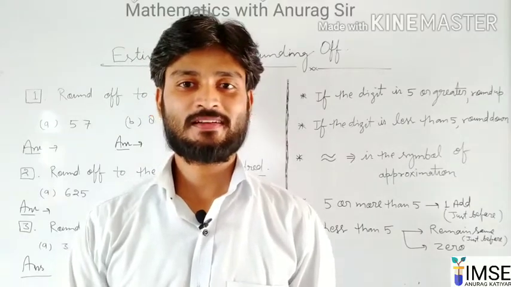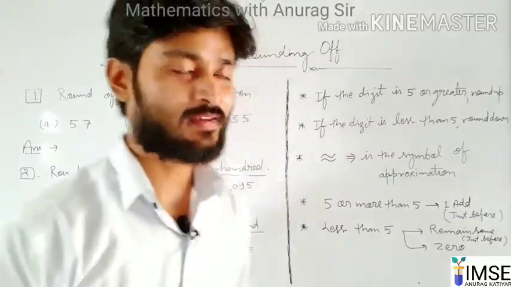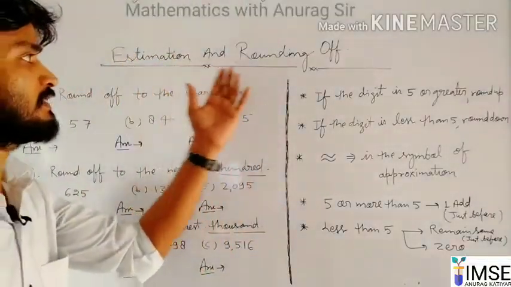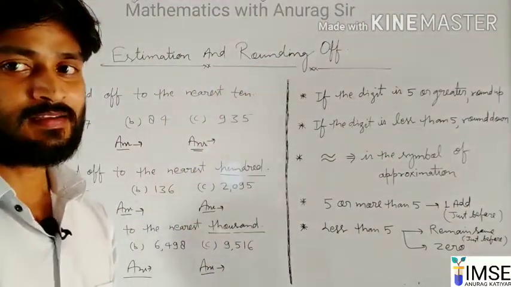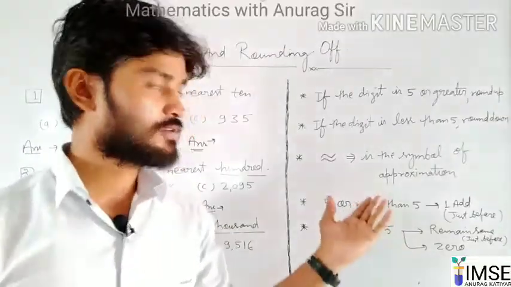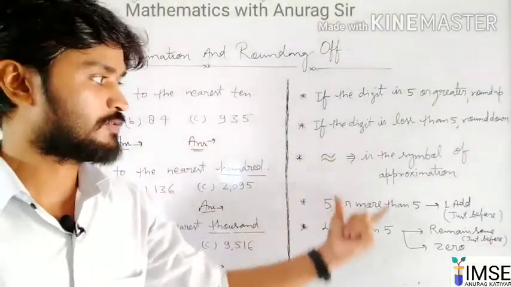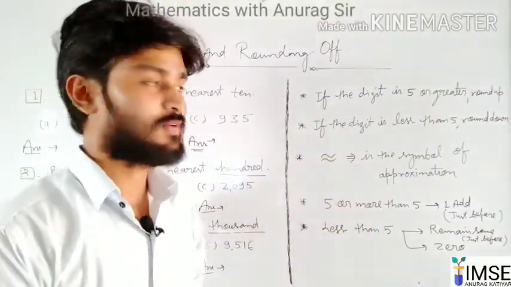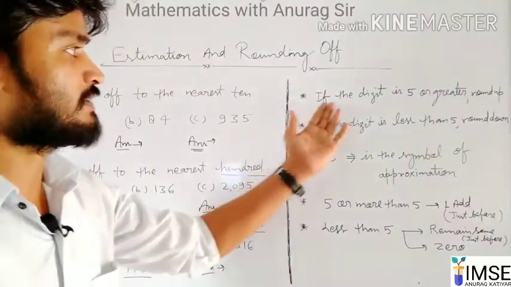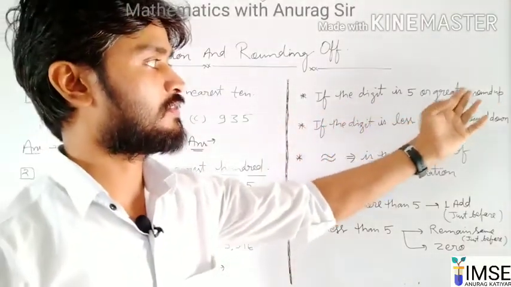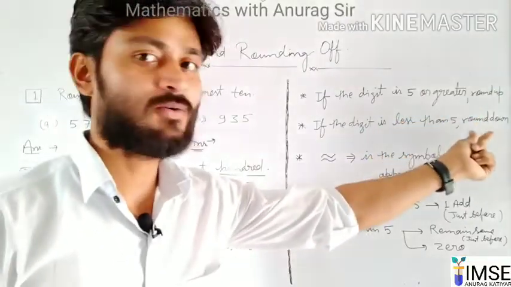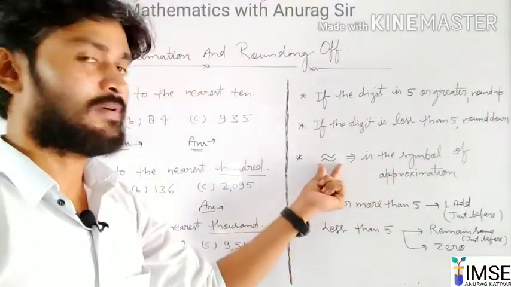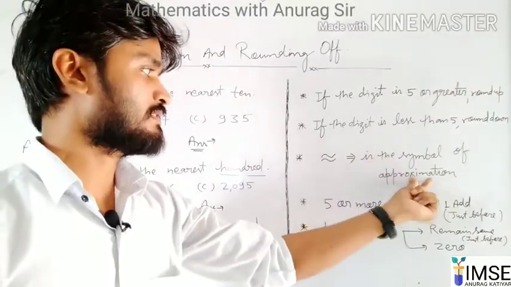Today we will discuss a new topic, dear students: estimation and rounding off. First we look at some important rules on the right side. The first rule is, if the digit is 5 or greater, we round up; if the digit is less than 5, we round down. This symbol is the approximation symbol.